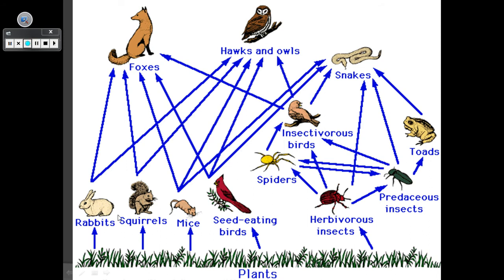So you can see that here's a food chain from the grass to the rabbits to the fox. Here's another food chain, the grass, the squirrels, the fox, squirrels also eaten by the hawks and the owls. So if you have multiple relationships within an ecosystem, this would be a food web. You will be creating a food web with the energy flow activity that you're going to do after watching this video.